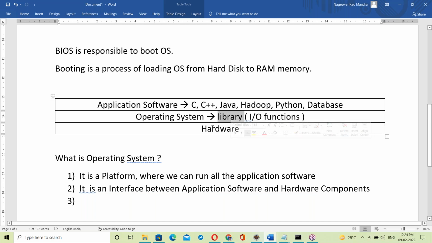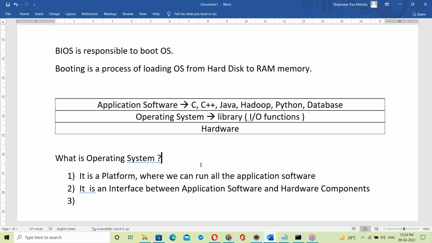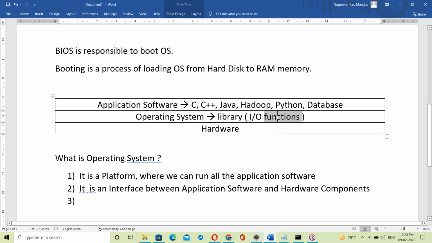Every OS is developed in C language. Linux in C language, Unix in C language, Windows in C language, Mac OS in C language. Almost all the operating systems were built in C language. So the OS library means C language functions to perform IO operations. Every OS has its own library.